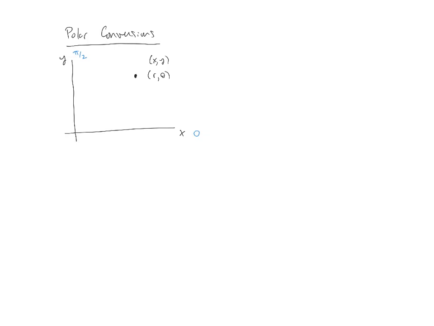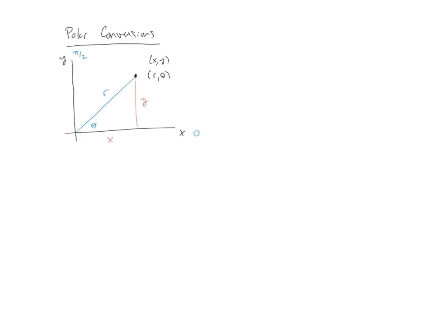Now, let's think rectangular for a minute, x's and y's. Well, how did we get to that point? We moved over a distance of x and we moved up a distance of y. In the polar coordinate system, how did we get there? We started at the pole, we moved out a distance of r and around a distance of theta. So the red will get you there in the rectangular, and the blue will get you there in the polar.